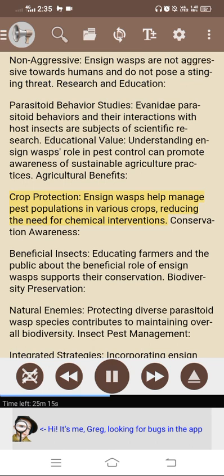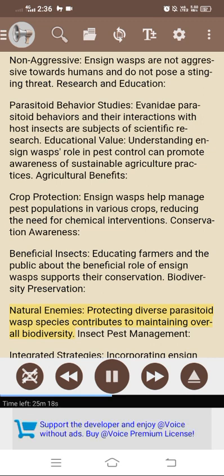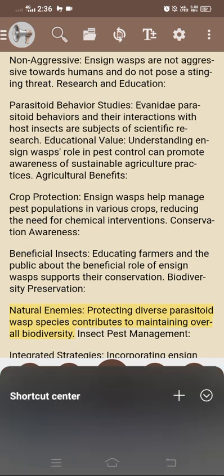Agricultural benefits. Crop protection. Ants and wasps help manage pest populations in various crops, reducing the need for chemical interventions. Conservation awareness. Beneficial insects. Educating farmers and the public about the beneficial role of ants and wasps supports their conservation. Biodiversity preservation. Natural enemies. Protecting diverse parasitoid wasp species contributes to maintaining overall biodiversity.